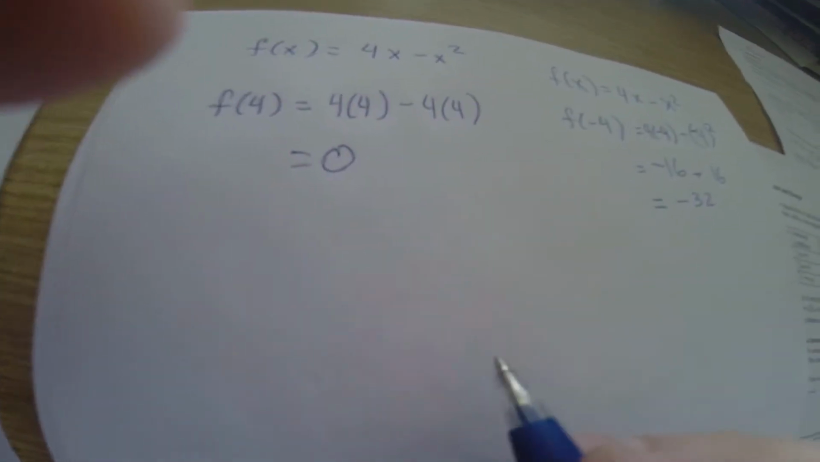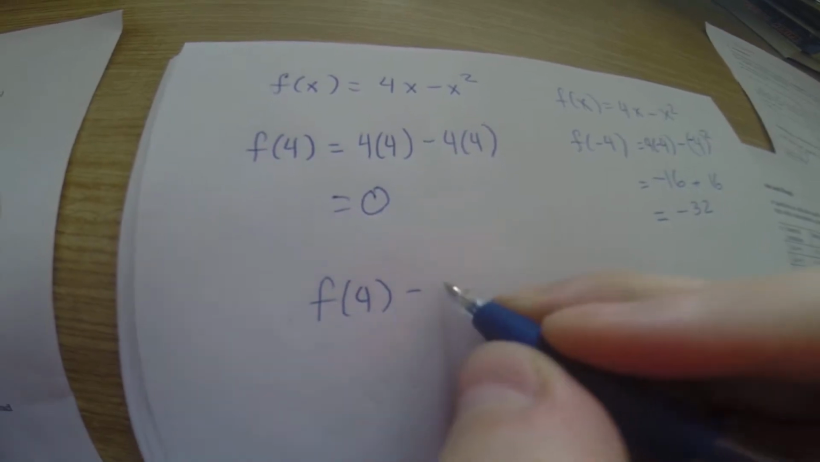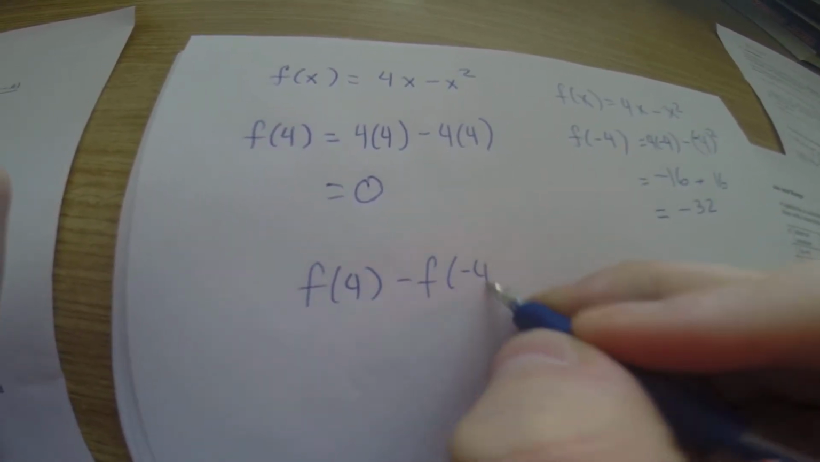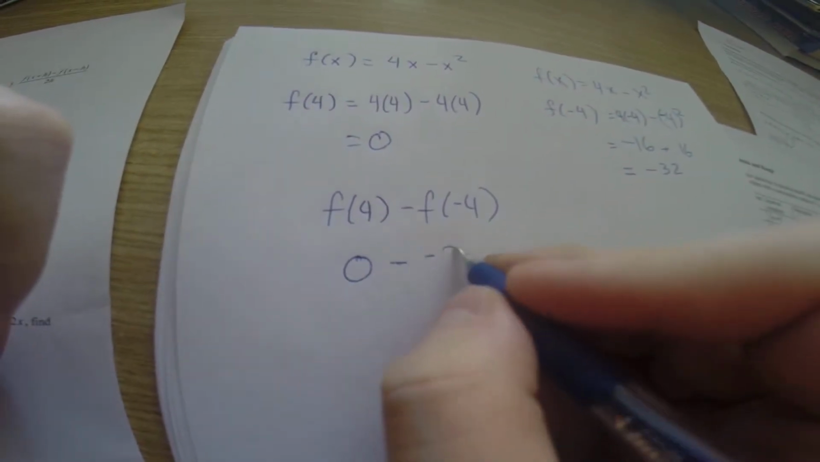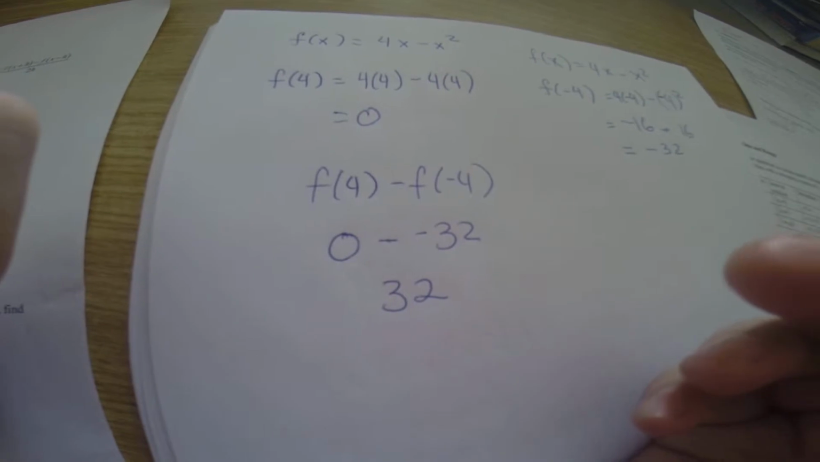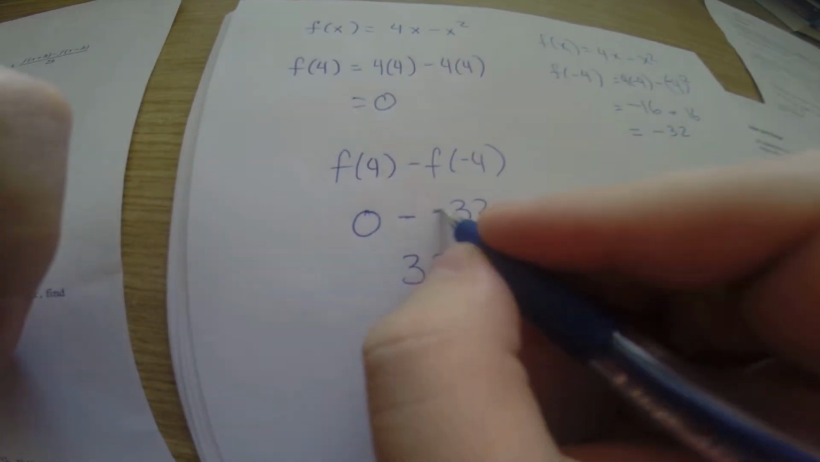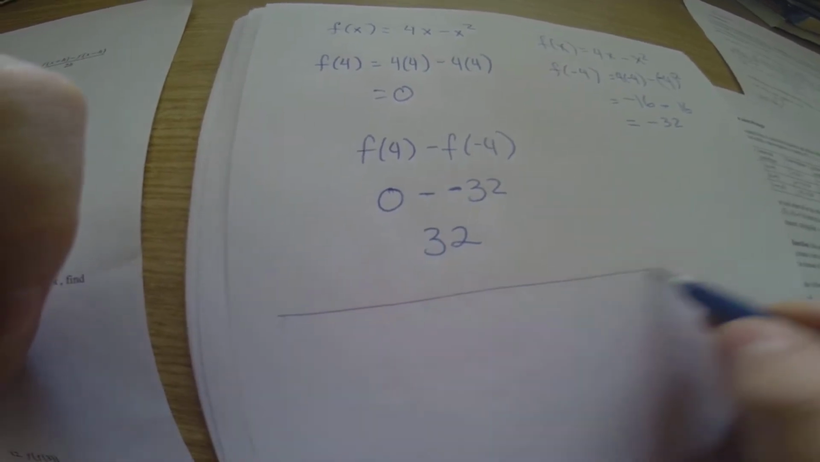We have negative 32. So if we are subtracting the two, if we're doing f of 4 minus f of negative 4, then we're doing 0 minus negative 32, which is positive 32. Okay? And there's our answer. Alright, let's look at the next one.